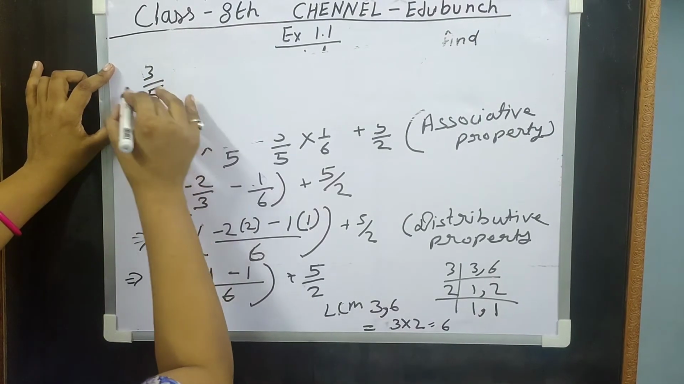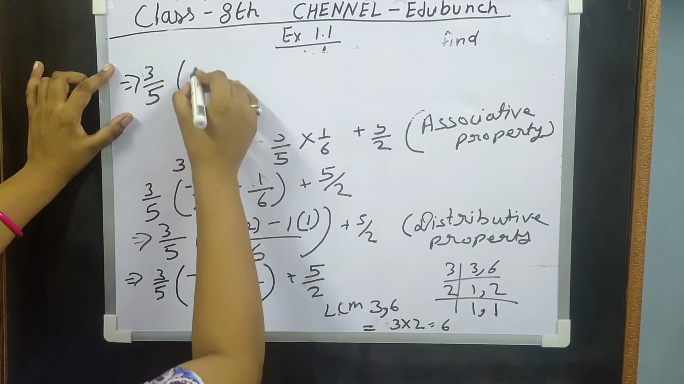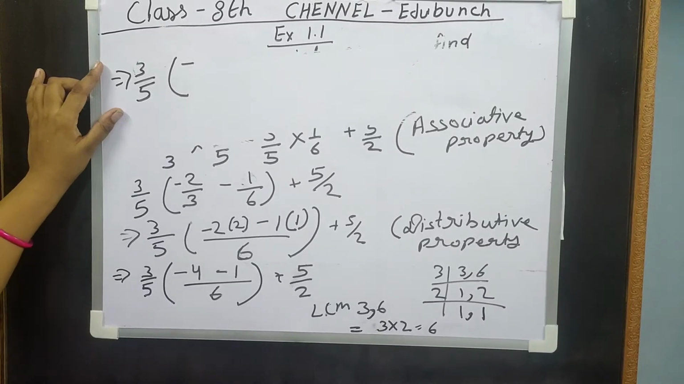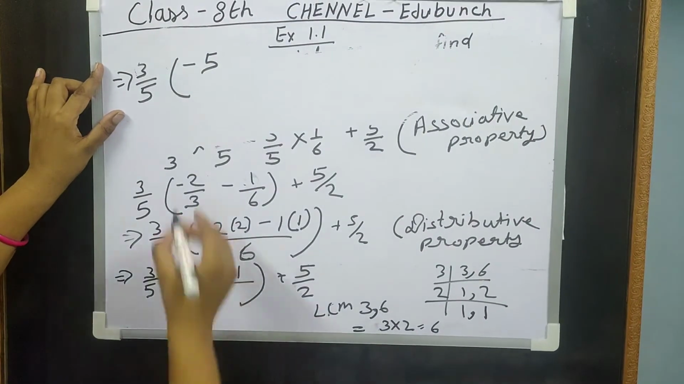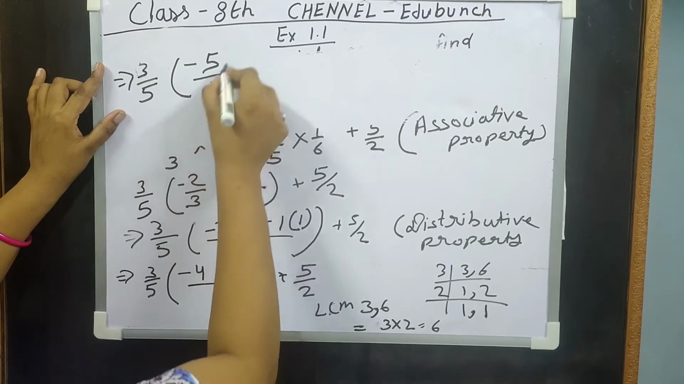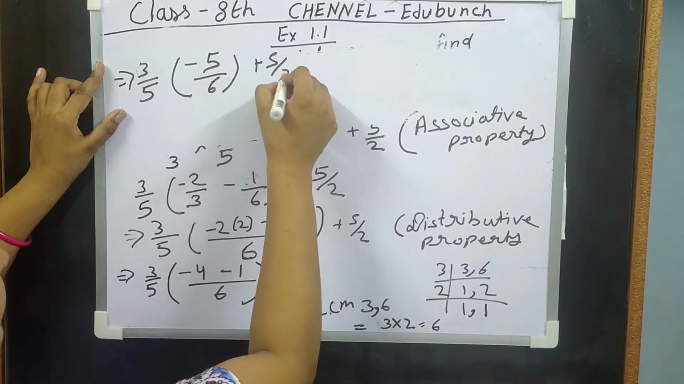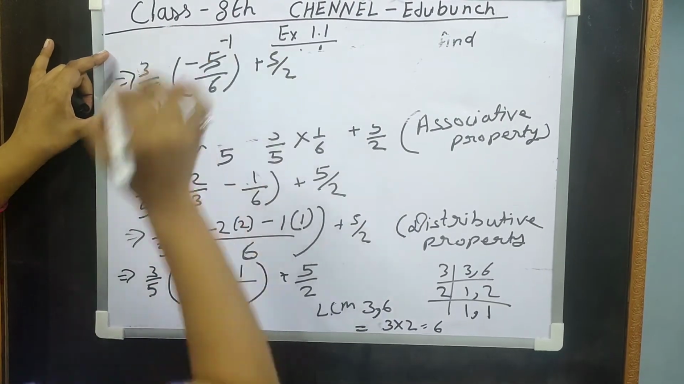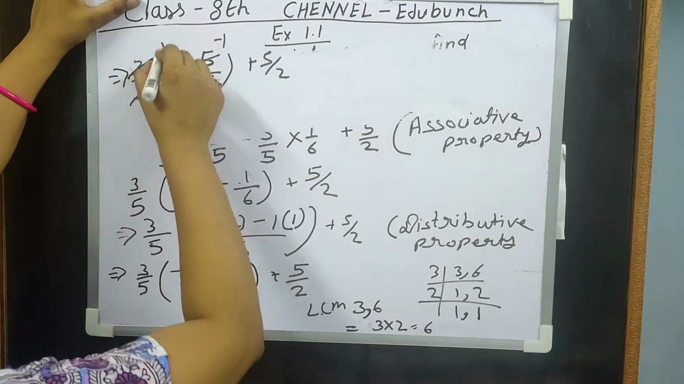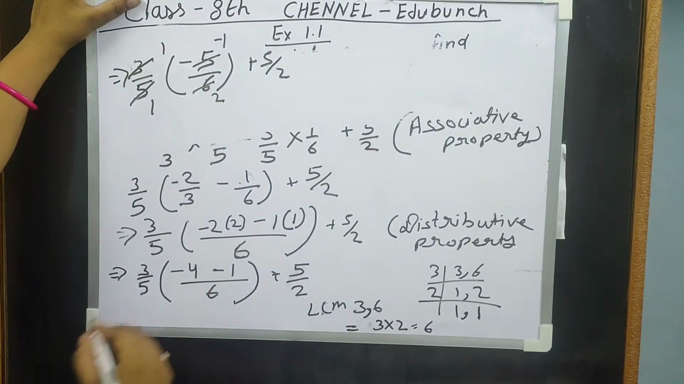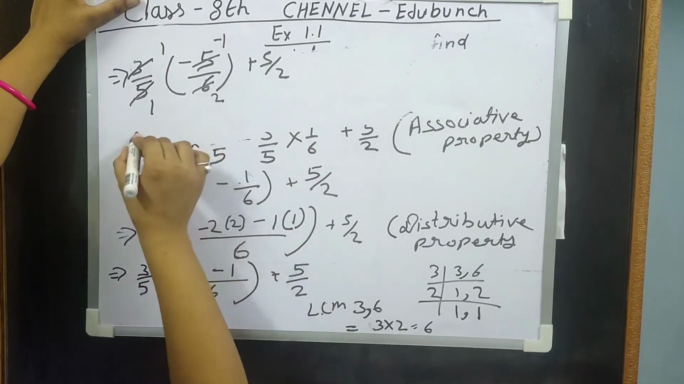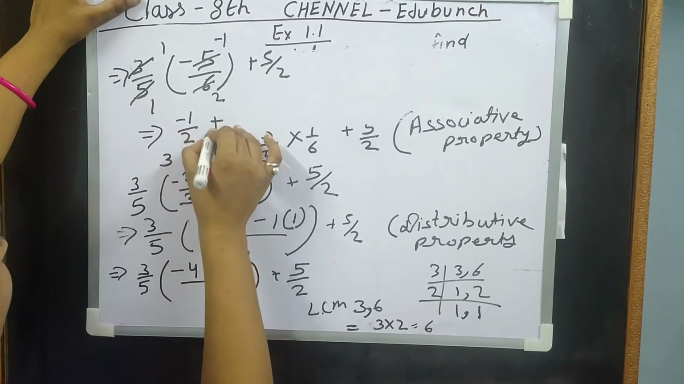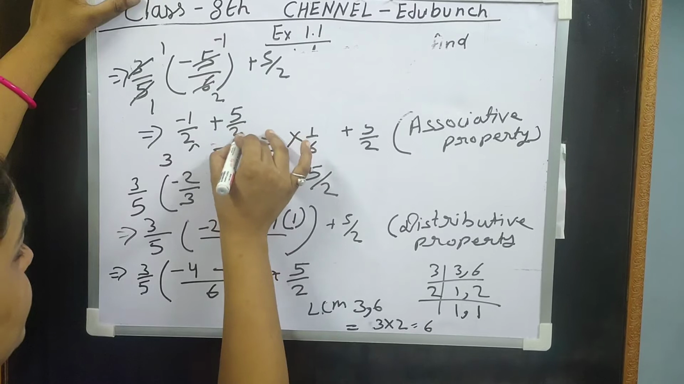3 upon 5, because here both values are minus, so we will add them and put the sign of minus. 4 plus 1 is 5, and we get this. Now here 5 ones are 5, 5 ones are 5, so it becomes minus 1, and 3 ones are 3, 3 twos are 6. So here we get the next value: minus 1 upon 2 plus 5 upon 2.